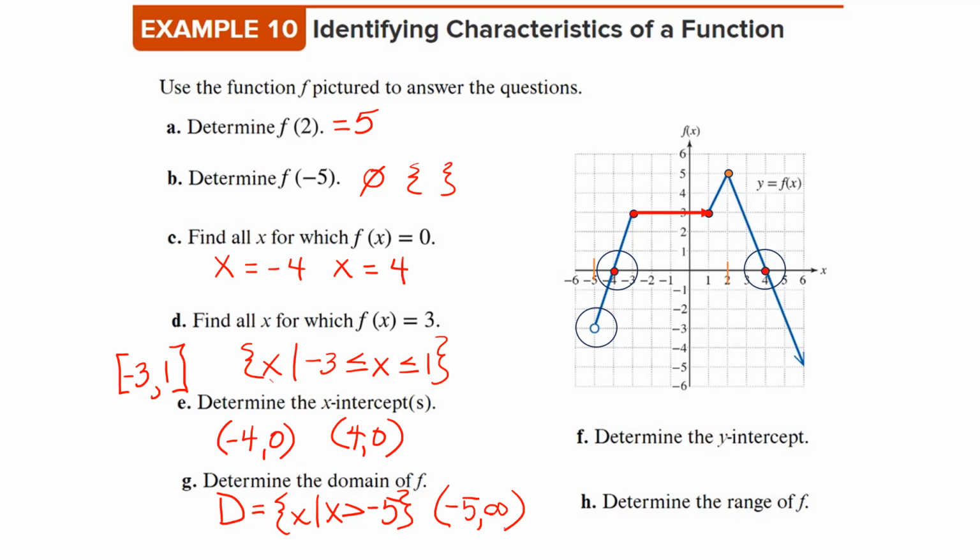Then we have determine the y-intercept. So where does this function cross the y-axis? And that is right there, when x is 0. So that is the point 0, 3.